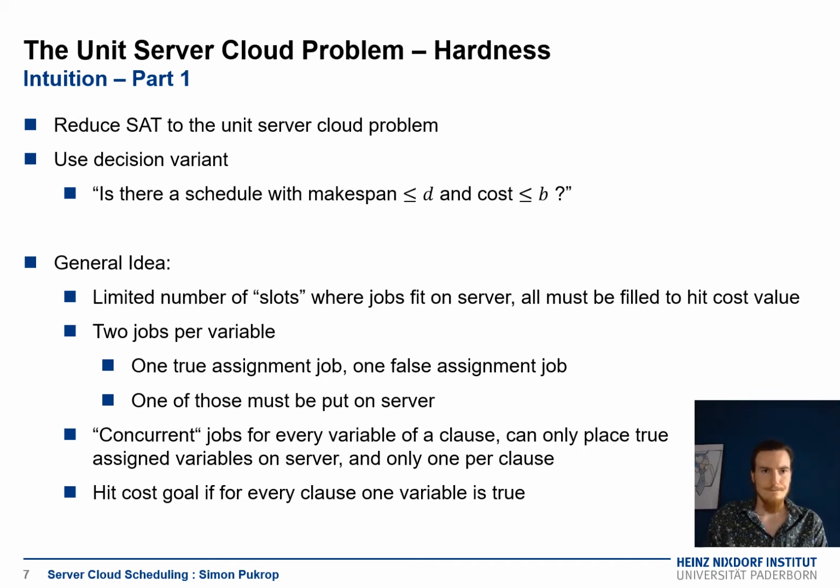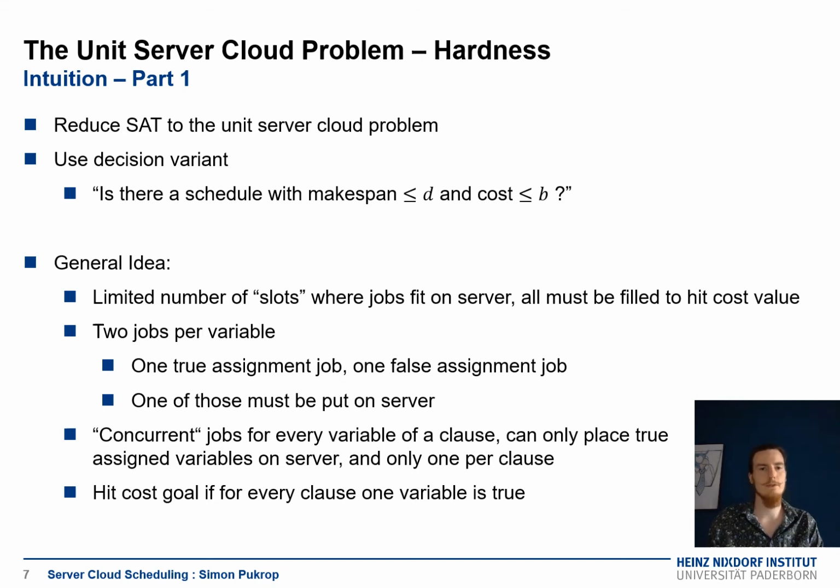Okay, so I want to give you an intuition on the reduction before I jump into the details. And we want to reduce that to the unit server cloud problem, and we will use the decision variant of this problem. So basically, is there a schedule with makespan smaller or equal to the deadline and cost smaller or equal to the budget? And the general idea here is we limit the number of slots where jobs even fit on the server, and all of them have to be filled up with jobs on the server to hit our budget restraint.